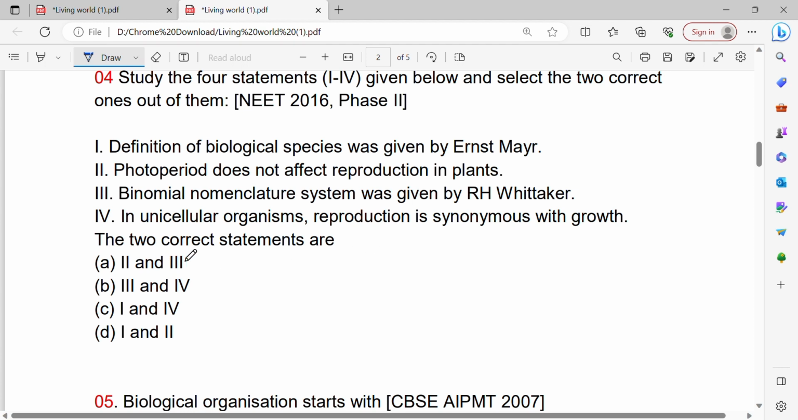The 2 correct statements are. Please pause the video and find out the correct answer. And the correct answer is option number C, 1 and 4.